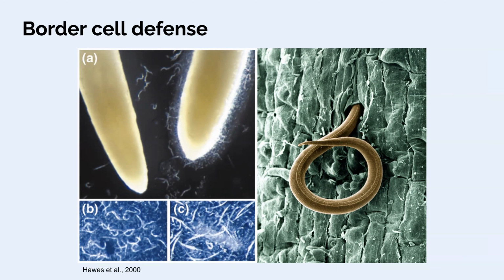And the border cells actually make the environment, they put a chemical out into the environment that disables the nematodes. So from B to C, we see in B, they're sort of squiggly and moving around. And in C, they all straightened out. So they're like paralyzed. So this root border environment paralyzes the nematodes as they grow through.